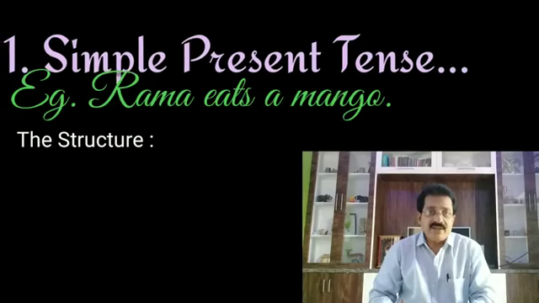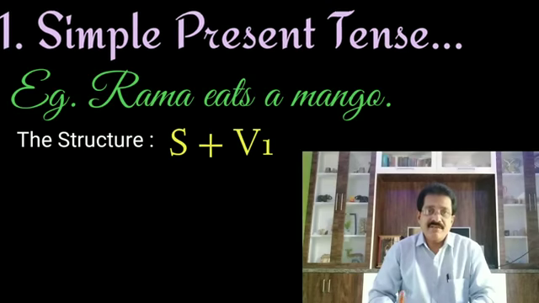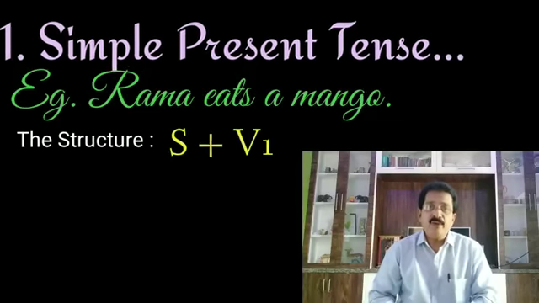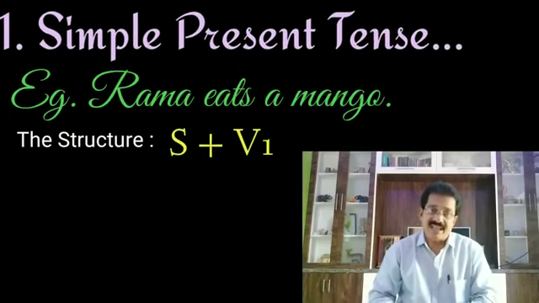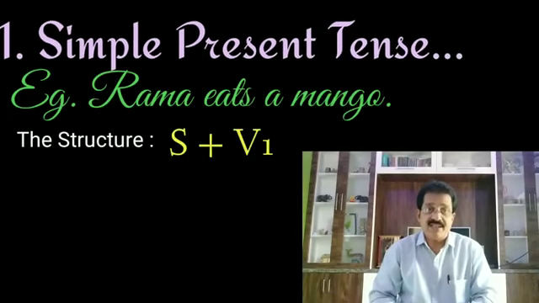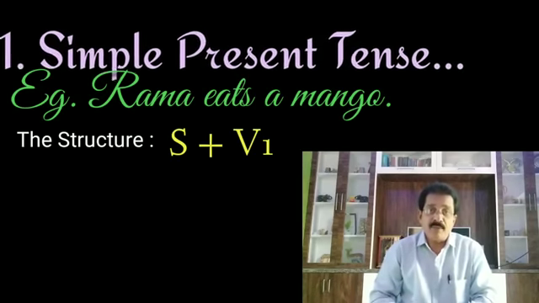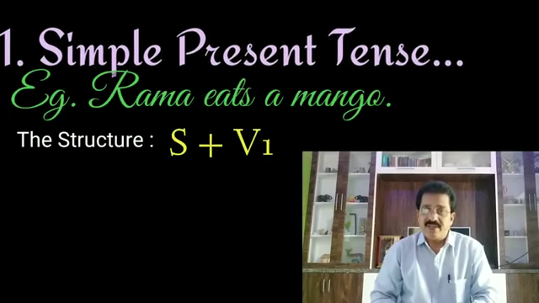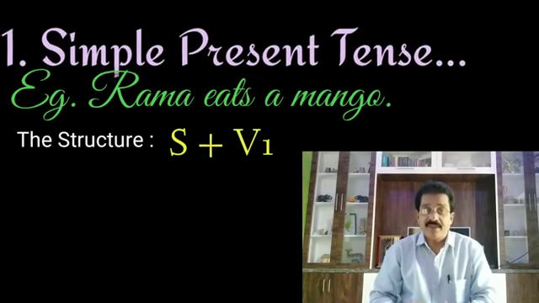The structure will tell you: a simple present tense should have subject plus V1, that is verb in the first form. So whenever you want to find out a simple present tense sentence, or you want to make one, just follow this structure of sentence. I call it formula. And the formula for simple present tense is subject plus V1. So people have a doubt. What is this V1? V1 is nothing but different forms of verb.